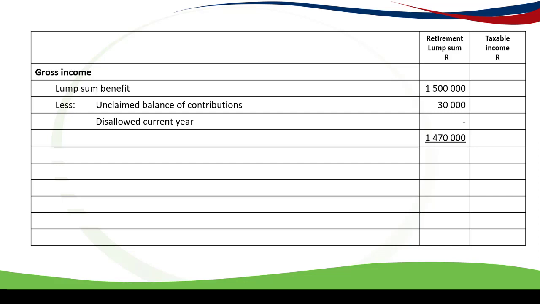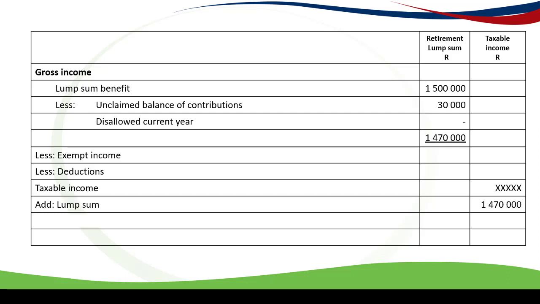1,470,000 rand. Okay, now remember, in a question you would then carry on and deduct your exempt income and your deductions, to get to a taxable income, all in this taxable income column. And also remember that once you have a look at the information on the lump sum, we can head this column retirement lump sums, because it tells us in the question that he retired from the fund.